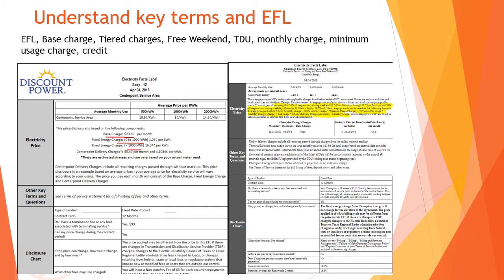Here are the CenterPoint charges, and on my right is Champions Energy, which offers free weekends. The way they calculate the free weekend is based on your monthly usage. 70% is during the week and 30% is during the weekends. So you'll be liable for 70% of your monthly usage times the rate you're offered, which in this case is 11 cents. And you can see that the delivery charges are the same.